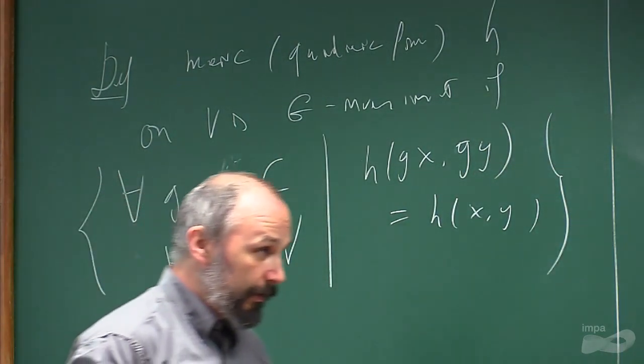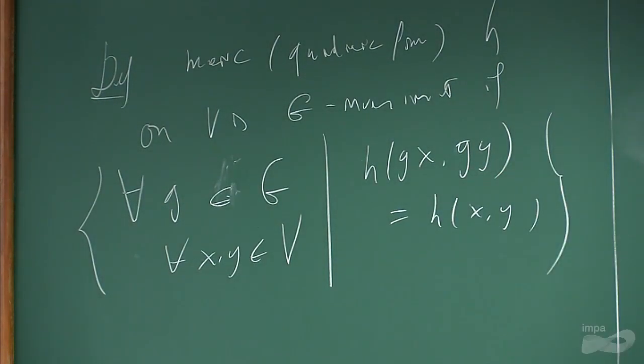This means that the metric is G invariant. Of course, the metric can be Hermitian and not, it will be a quadratic form, but not linear, not C-linear, but linear over R. So who of you knows what a Hermitian form on a vector space is?